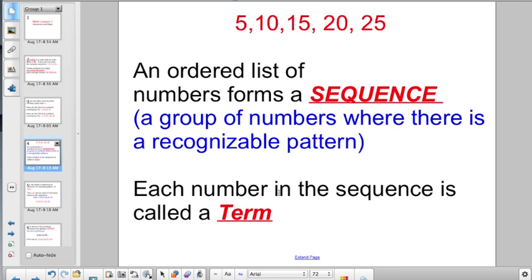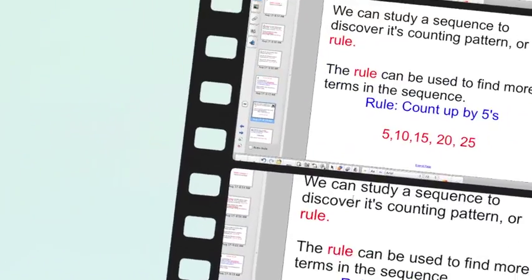Each number in the sequence is called a term. 5 is the first term of the sequence. What would be the third term of the sequence? Well, 5 is the first. There's the second term. So 15 would be the third term of the sequence, right? 25 would be the fifth term in this particular sequence. Term is just another word for number. It's a number in a sequence.